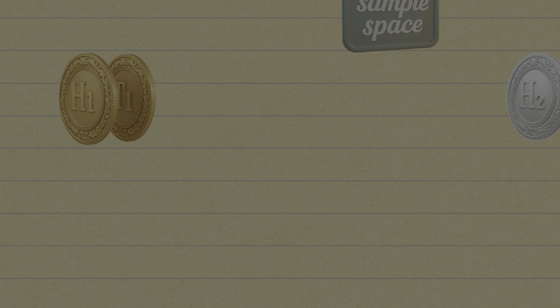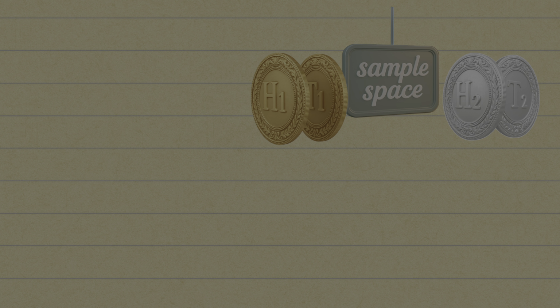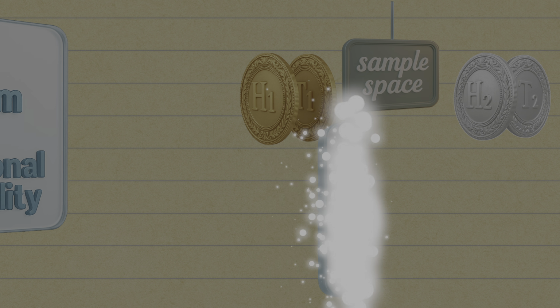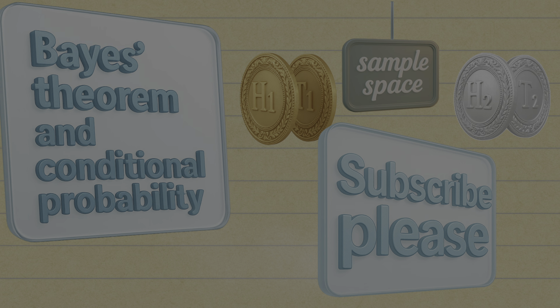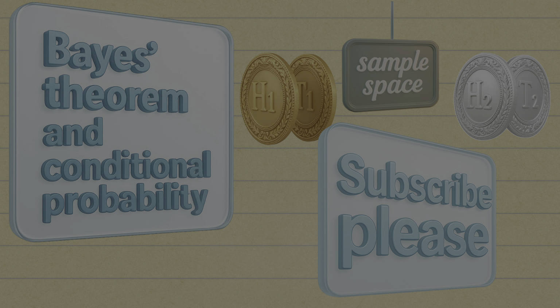In this problem, we discovered the sample space for tossing 2 coins using 2 methods. In the next 2 videos, we'll explore probabilities for 2 coin tosses and discuss conditional probability for the coin toss problem.